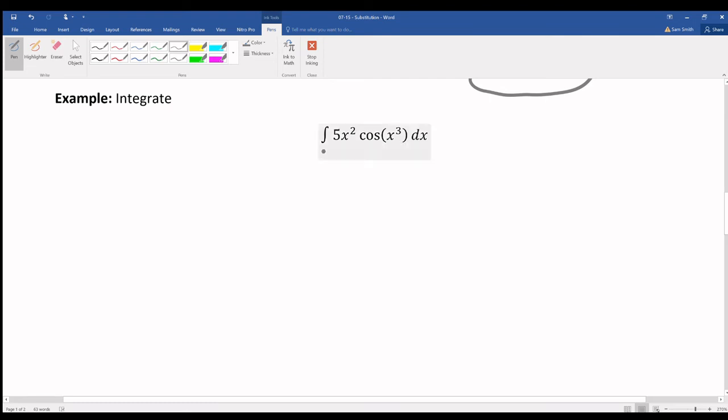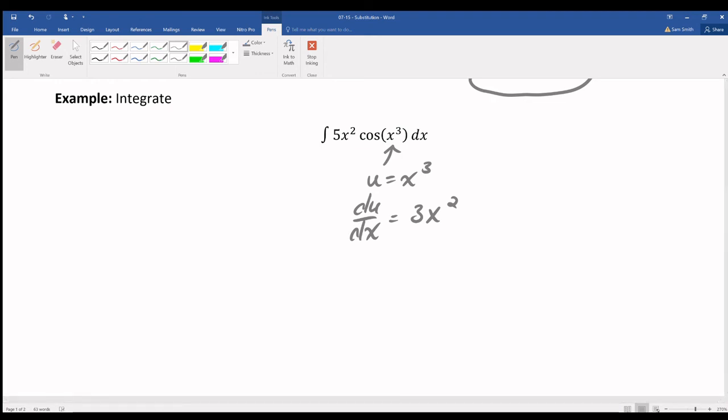Suppose that we tried to integrate 5x squared cosine x cubed dx. Now what's interesting to me about this is that this function has an x squared appear. So if I call u equals x cubed, then du dx would be equal to 3x squared. Now, I don't exactly have a 3x squared appearing in the rest of my problem, but I do have a 5x squared, which is very, very close to 3x squared.